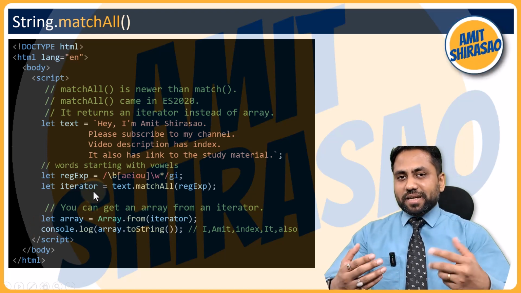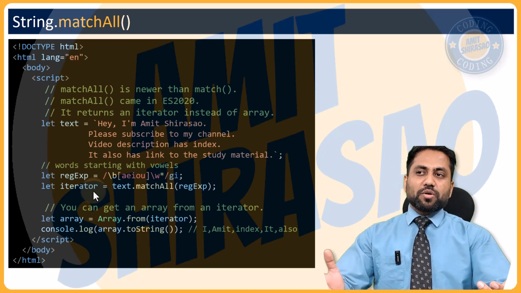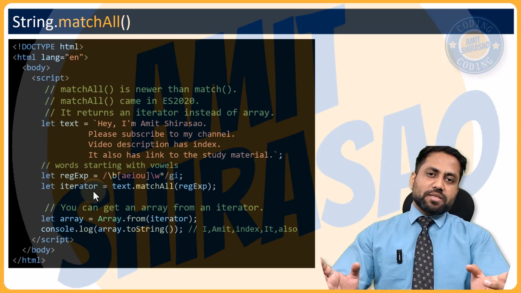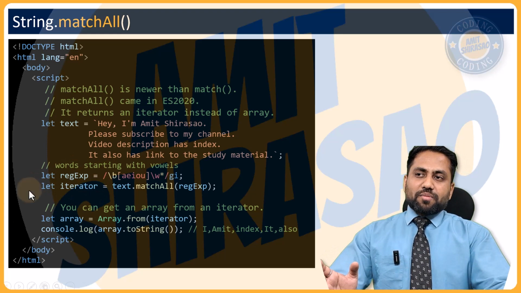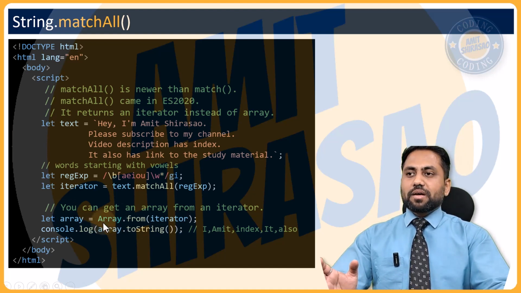So you can iterate it using, let us say, a for loop or something like that. You can iterate it, or basically the iterator has a .next method. But for simple souls like me, if you really want to convert the iterator into an array, this is how you do it.